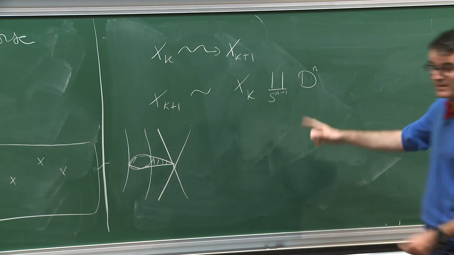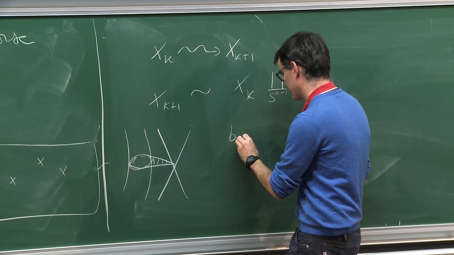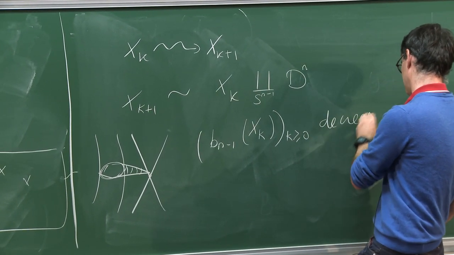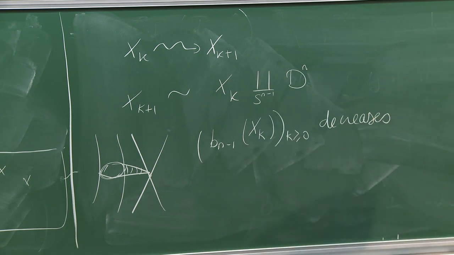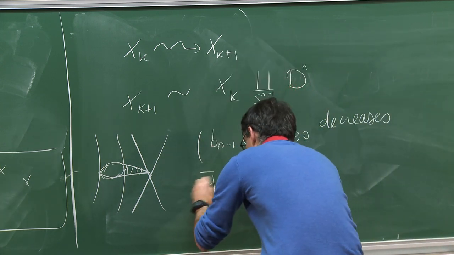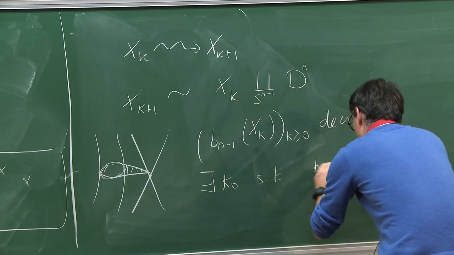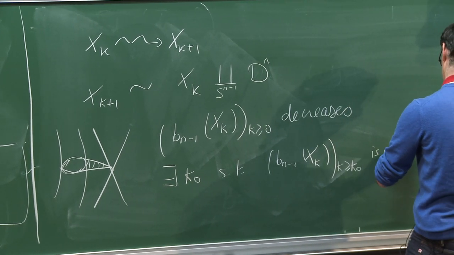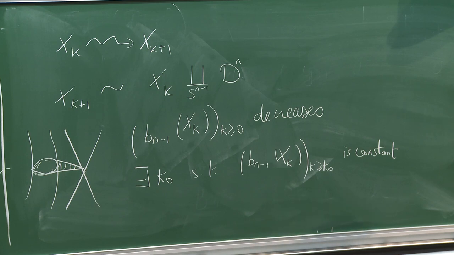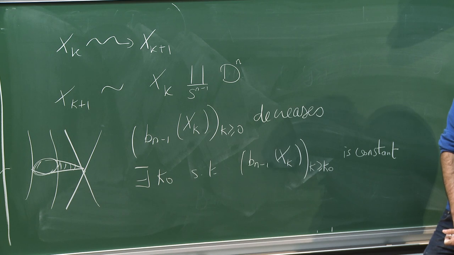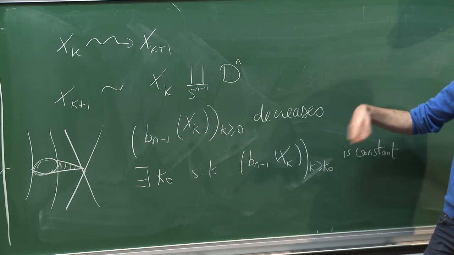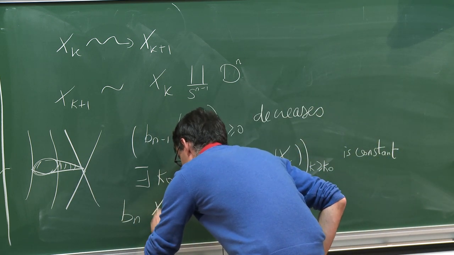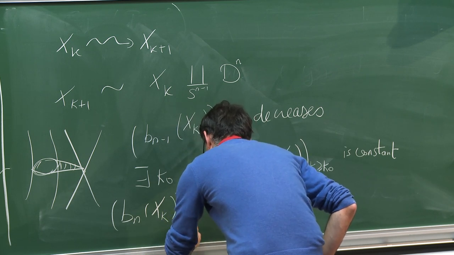So a consequence of this is that the sequence of Betti numbers of xk in dimension n minus 1 is non-increasing. So it will be eventually stationary. You pick k naught such that starting from k naught, this sequence bn minus 1 of xk is constant. And once it's stationary, we'll see that the Betti number of dimension n, bn of xk, increases strictly, as soon as k is greater or equal to k naught.